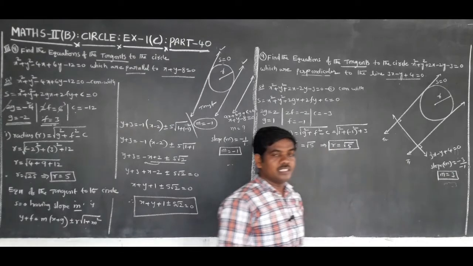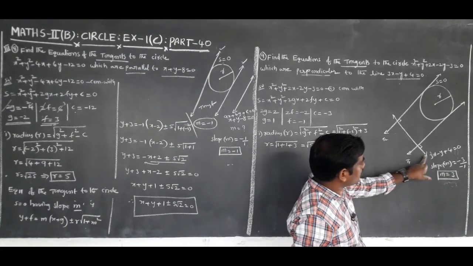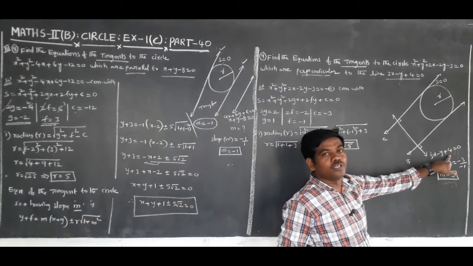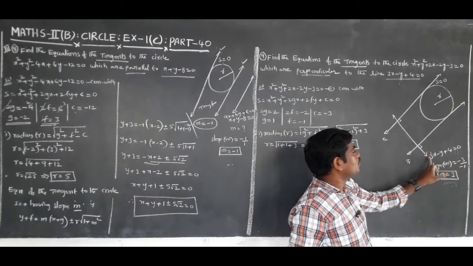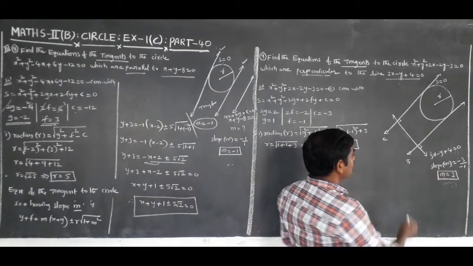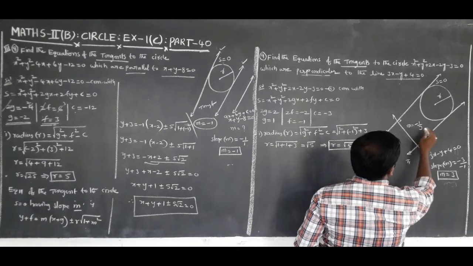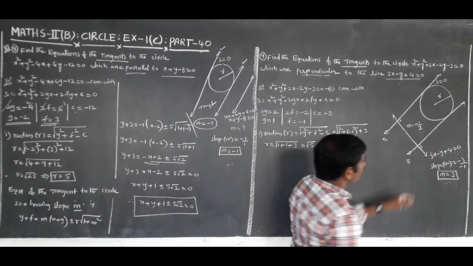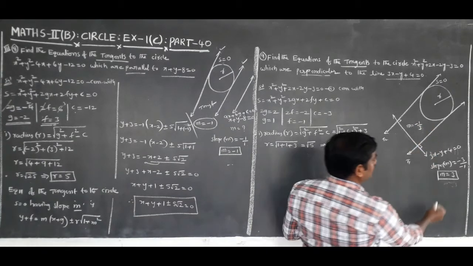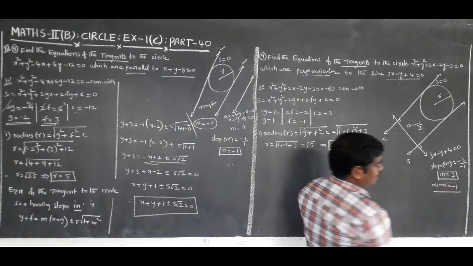The slope of the line is equal to 3. Here the given line is 3x minus y plus 4 equals 0. The slope of the line is 3. The slope of the tangent is minus 1 by 3.